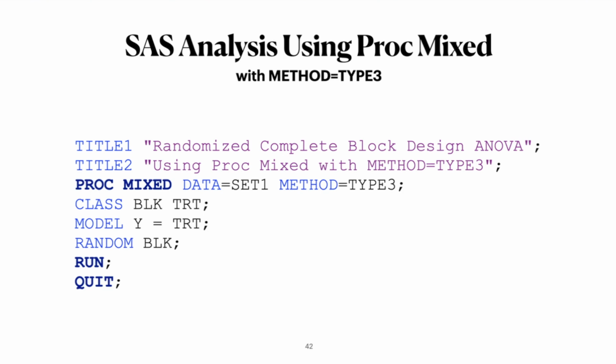There is also a type 3 method, and the type 3 method is the kind of analysis that we've done by hand, by calculating sums of squares and so forth. And so I've chosen to use this so that you can see how we get consistent results with the way we've done it by hand, using SAS.